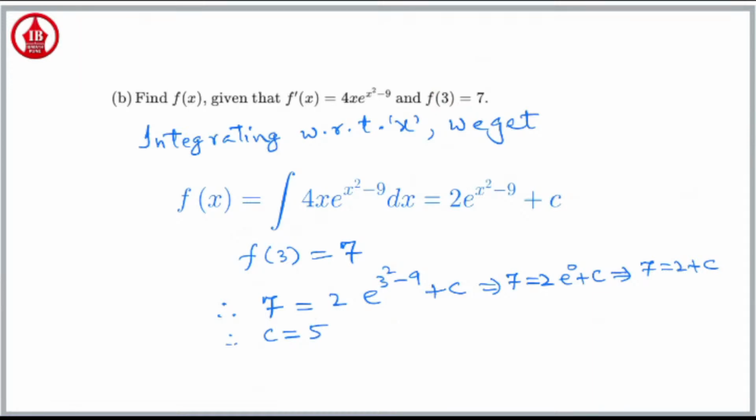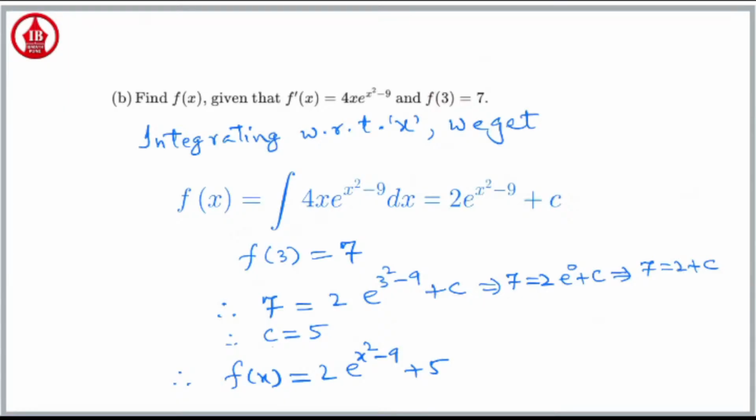Now this 5 we have to put back. Therefore f of x is equal to 2 e raised to x square minus 9 plus 5. The value of c is 5. This is the final answer. Okay. So I hope you understood this question. See, it did not take more time. So I wasted more time in just correcting my writing.